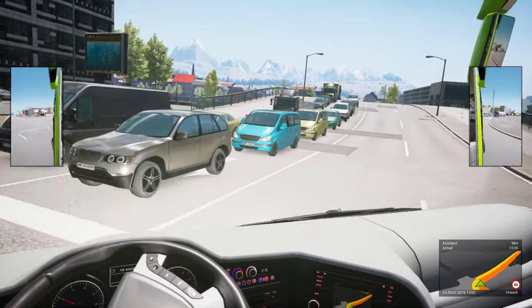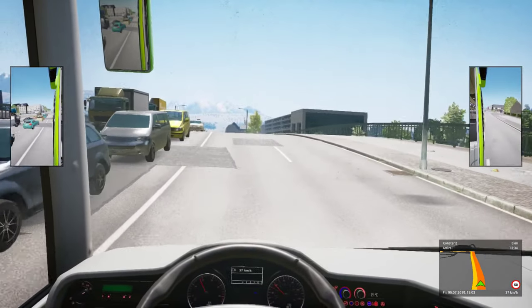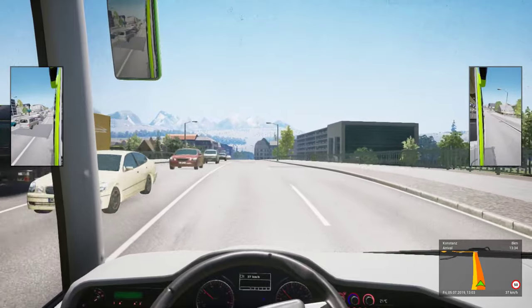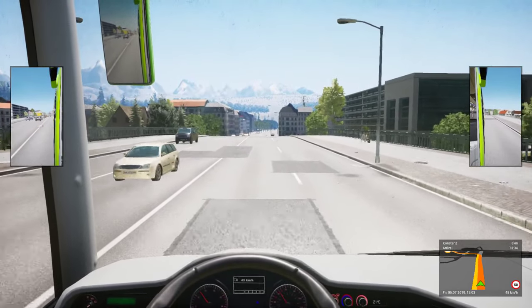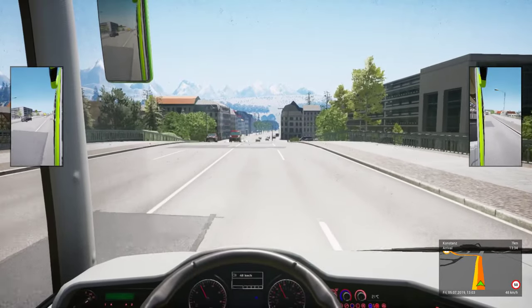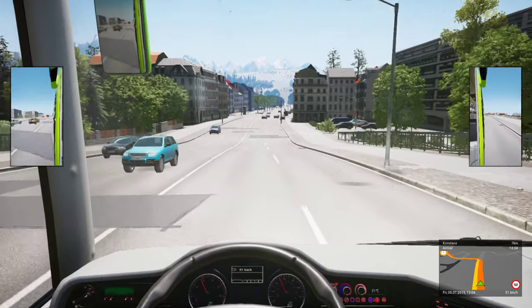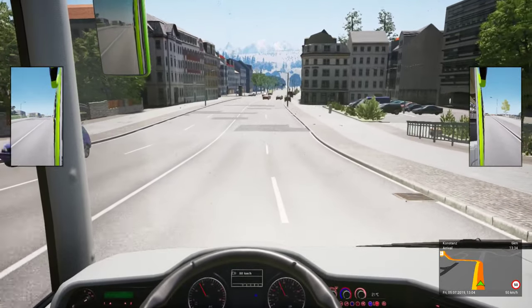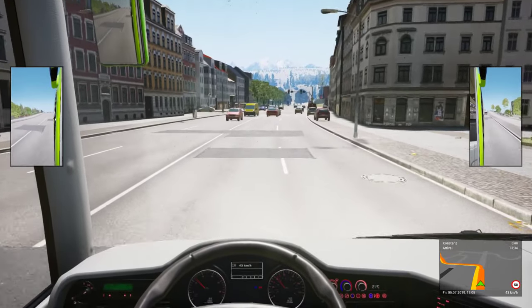Let's just get round here. Okay. Looks like we've got to go left up here somewhere. Nice view of the mountains in the background there. So I reckon Switzerland would be straight in front of us up there somewhere. So I reckon that could be the Swiss Alps.